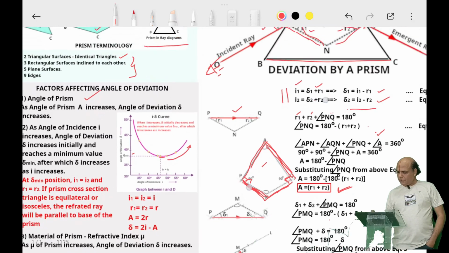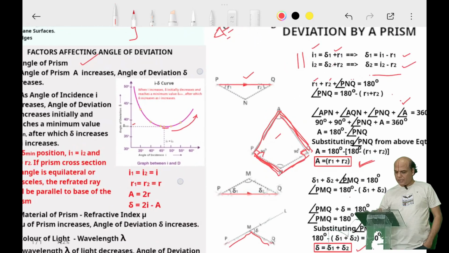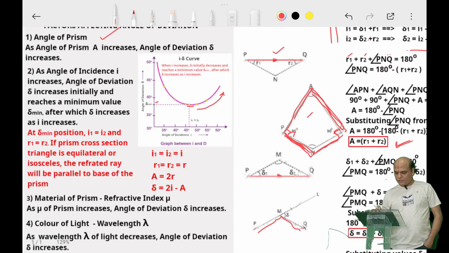When the angle of incidence is increasing, initially the angle of deviation will reduce until it reaches a minimum deviation angle, delta minimum. After that, any increase in angle of incidence will increase the angle of deviation. That is also given by this curve, the I-delta curve.